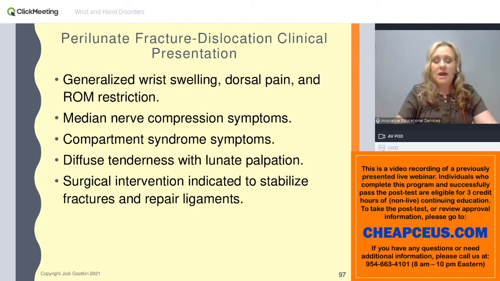When they have closed reduction, the concern is the vascular supply has to be intact. Oftentimes, open surgical procedures are necessary because the ligaments also have to be managed.